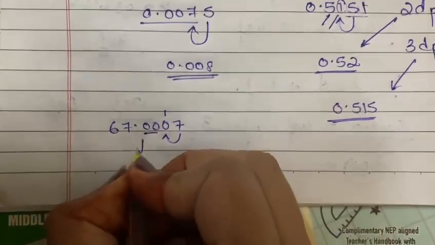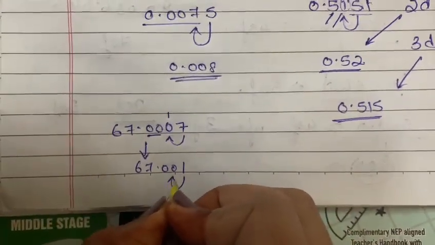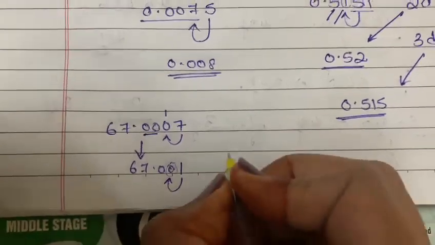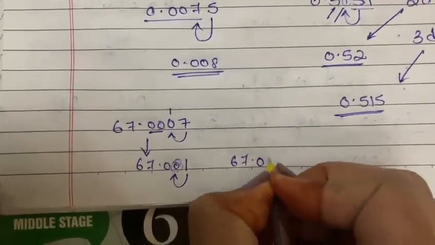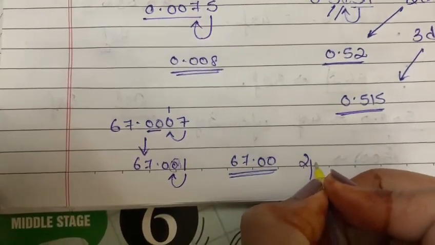So what has happened? It becomes 67.001. But this 1 will not create much impact on it. It will remain like that itself. So 67.00 will be the answer up to 2 decimal places for this one.